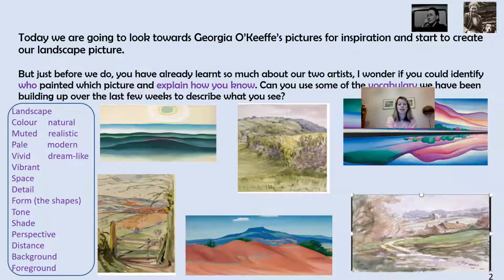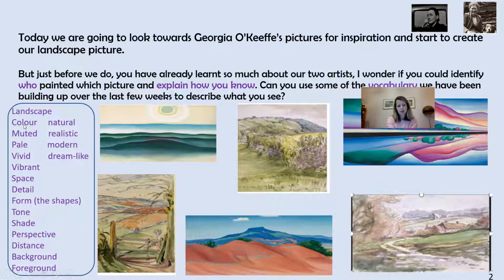Right, okay. Now, in a moment, we're going to be starting our landscape picture using Georgia O'Keeffe's work as inspiration. But just before that, you have spent so long and you've learned so much about your different artists. I wonder if you could have a look at these 6 pictures and identify which artist painted which picture. And can you explain the vocabulary down here that we've been building over the last few weeks to explain and describe what you can see?